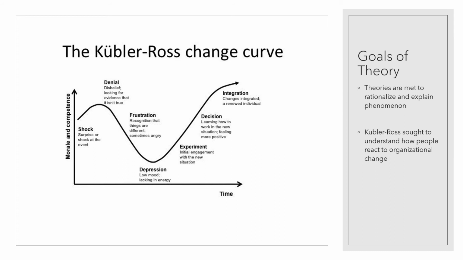The goal of theory is simply to explain and rationalize, or provide rules or clarification on a particular phenomenon. In the case of business research, we're trying to get a better understanding of different behaviors or phenomena within business. On the screen, what you see is a model that was developed by Kübler-Ross to give us a better understanding of how people experience, react, and behave to organizational change.